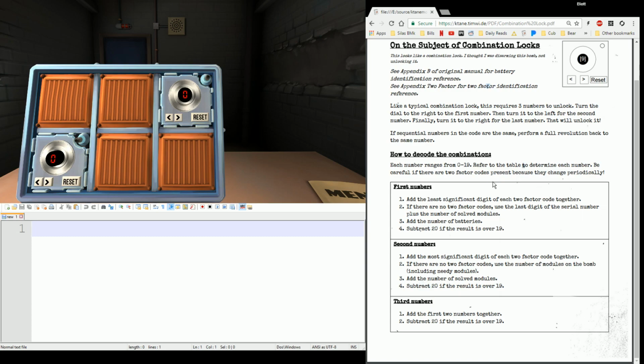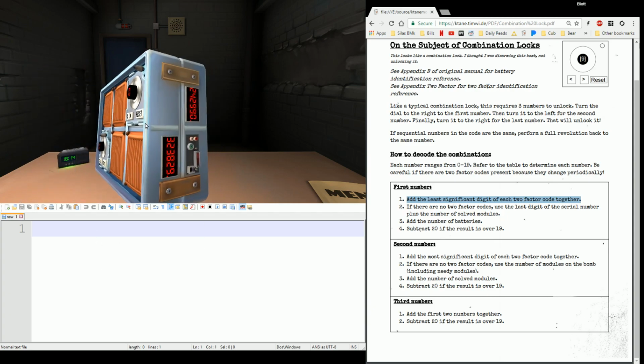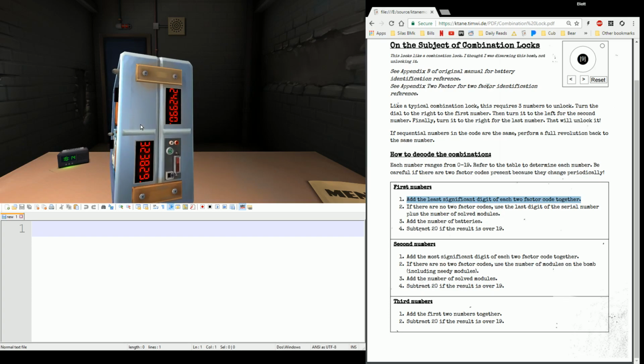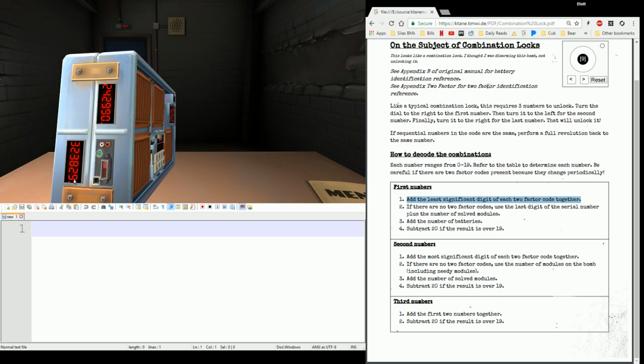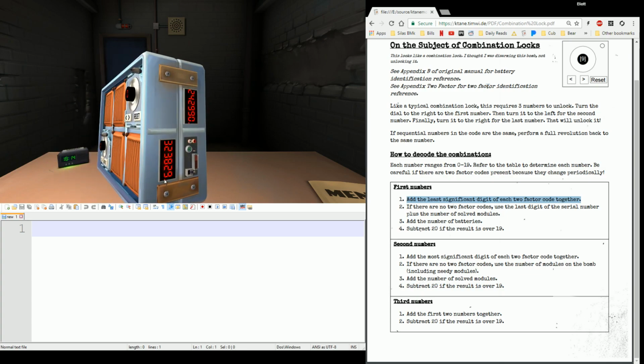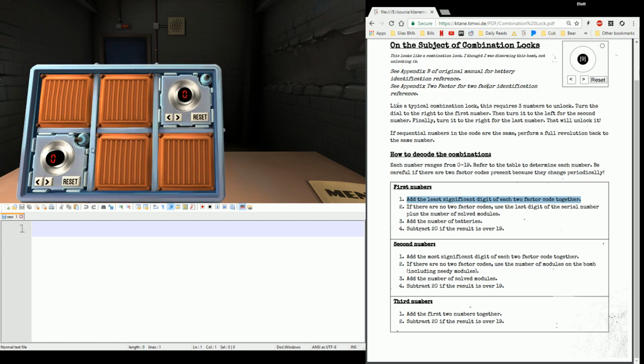So, to determine a combination, for the first number, we're going to add the least significant digit of each two-factor. The least significant digit is the one with the smallest place value. That would be the one furthest to the right. And to distinguish these, they have a little dot on the bottom right side. So this one up here is 242-990-323-829. That way you don't read it from this side and wonder why it's 628E2E. No. The dot indicates the bottom right. So we're going to add the least significant digit of each two-factor.